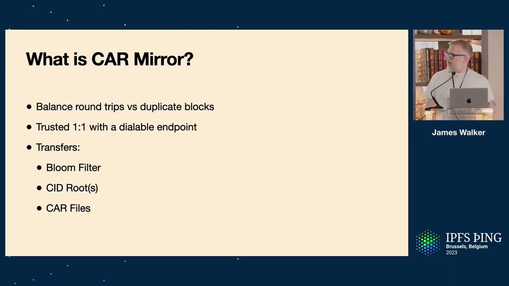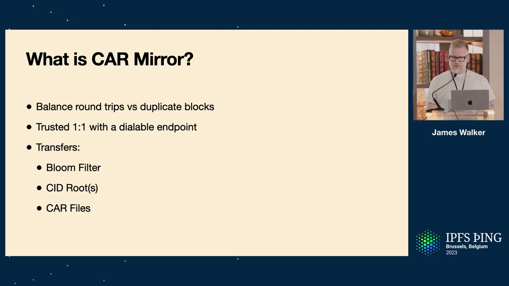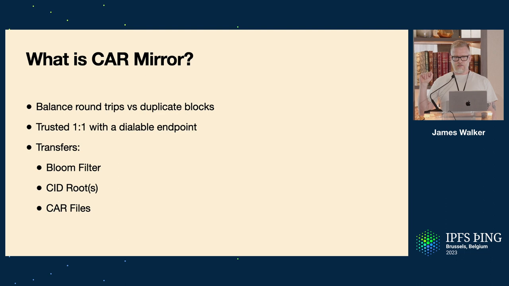So the transfers themselves consist of three things. The first is the Bloom filter. Everybody familiar with Bloom filters? A little bit, yeah. As we know, it's a probabilistic data structure. We use Bloom filters to send hints about data we already know about. Rather than sending a full list of CIDs saying, I have all of these CIDs already, you don't need to send me those, we send a Bloom filter representation and save 92, 93% data storage.